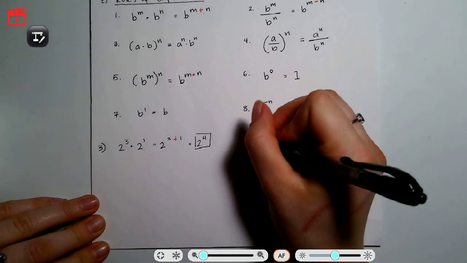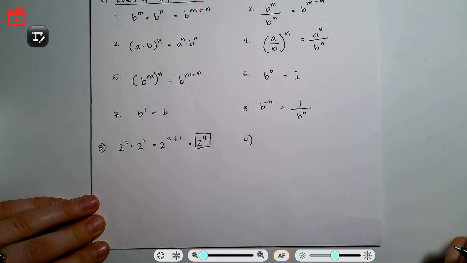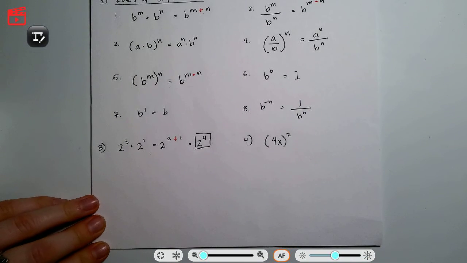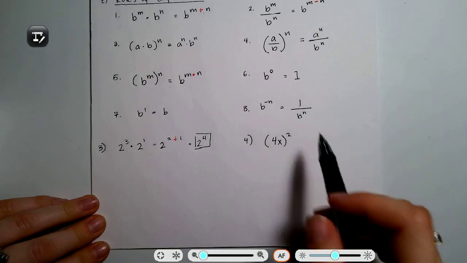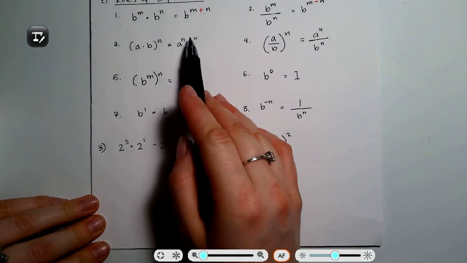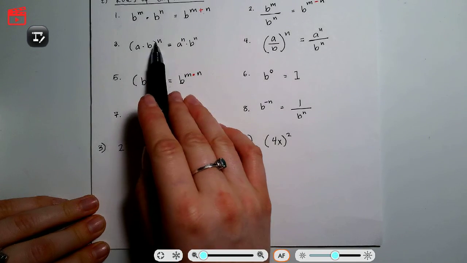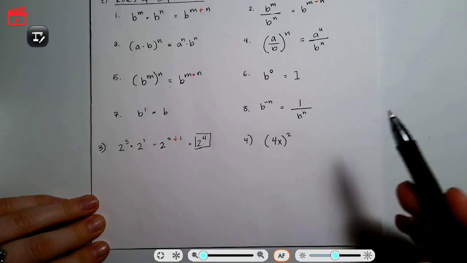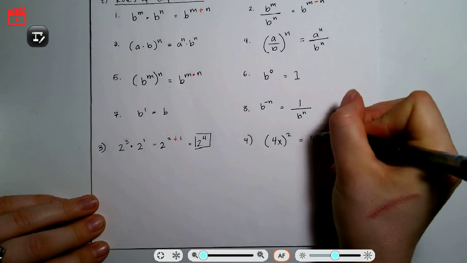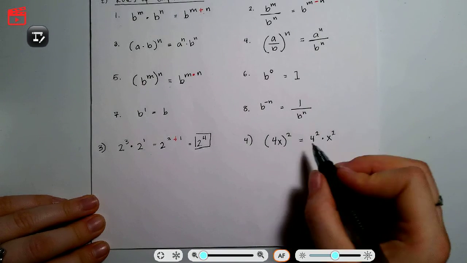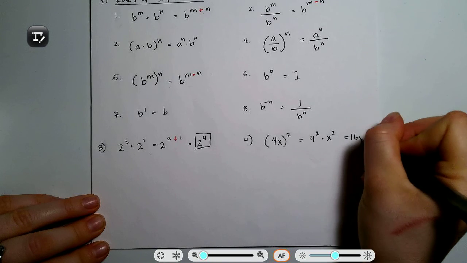Let's take a look at another example. 4, 4x squared. All right, take a look at our rules of exponents. Can you find the one we would use to simplify this? Number 3. We'll go ahead and use number 3 because the bases are different. They're being multiplied and they're in parentheses raised to a power. So the same thing is happening here. So this is going to be 4 to the 2nd power times x to the 2nd power. Simplifying that, 4 squared is going to be 16x squared.